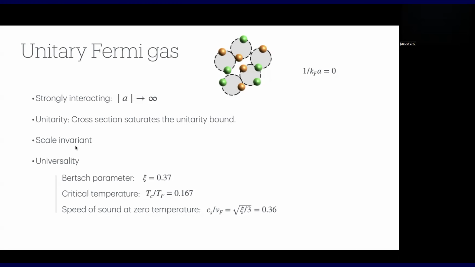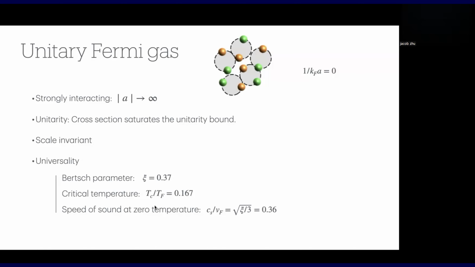We also have scaling invariance because the only scale is the Fermi momentum, or equivalently the density of your superfluid. And so it does not depend on which scale you look at the system. And this is a scale-invariant theory with some universal properties. Here I have written a few parameters. So the Bertsch parameter, which is a ratio of an interacting Fermi gas by a non-interacting one. It was measured in cold atom experiments, and now it really matches Monte Carlo simulations. So we are a bit more sure about this value.